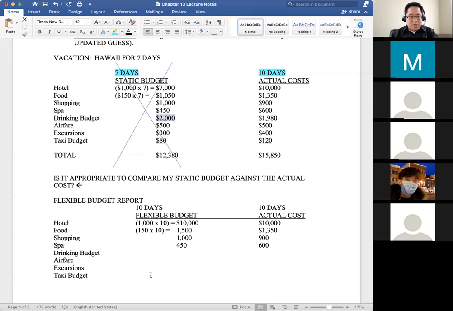Drinking budget is just one number, so we can just leave it. We don't have to adjust it. So it's 2000. We actually spent 1980 drinking, so that's not bad. Airfare is one number. It's not like per day, so we'll just leave it. And then the actual is 500. Okay, and then that's true for the other two costs.